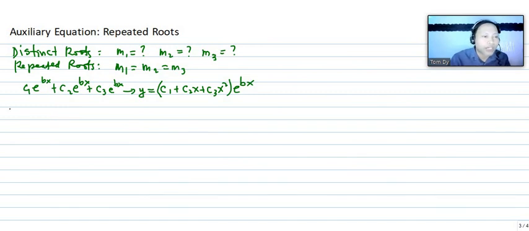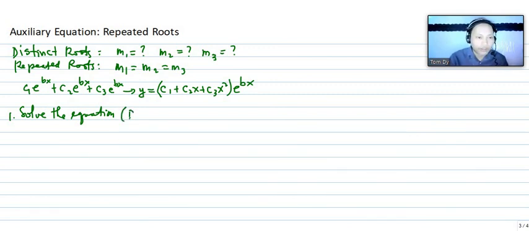Now, we will try to have our example 1. Solve the equation. Our equation is d to the fourth, or the fourth derivative of y with respect to x, minus 7d cubed plus 18 d squared minus 20d plus 8, times y, is equivalent to 0. So this is our equation.